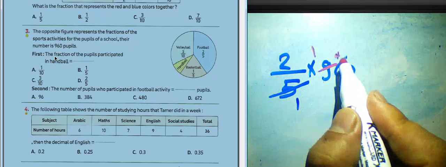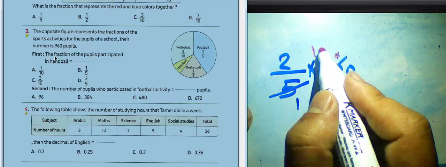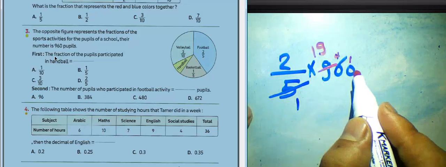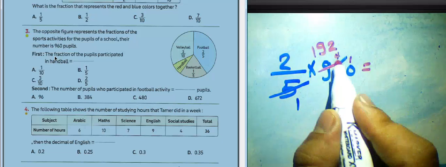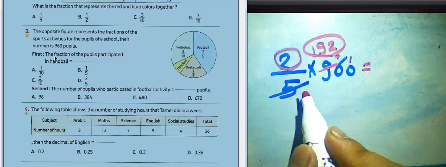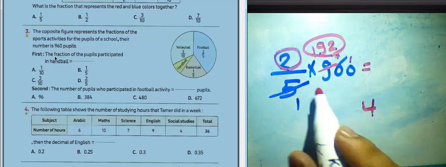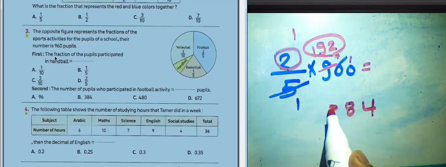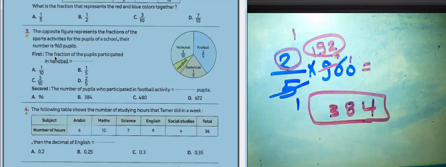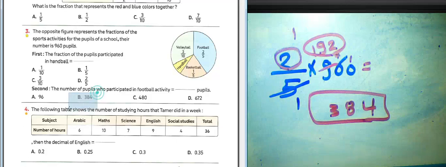1 and the remainder 4 here. 46 divided by 5 equal 9, and the remainder 1. 10 divided by 5 equal 2. So 192 multiplication by 2. 2 times 2 equal 4. 2 times 9 equal 18. 8 and the carry of 1. 1 times 2 equal 2 plus 1 equal 3. The result will be 384. We must choose letter B about this example.